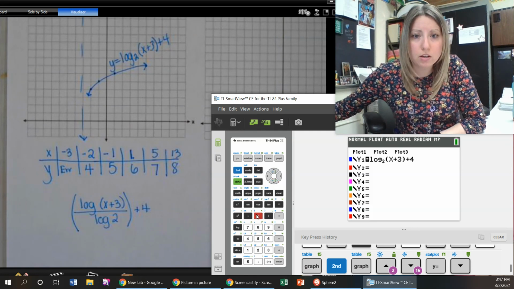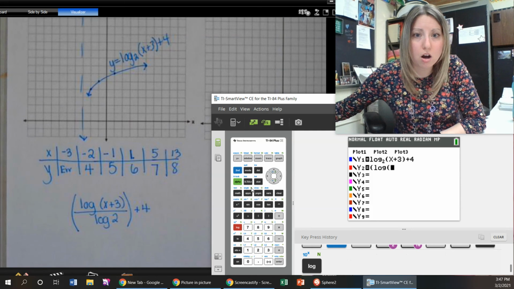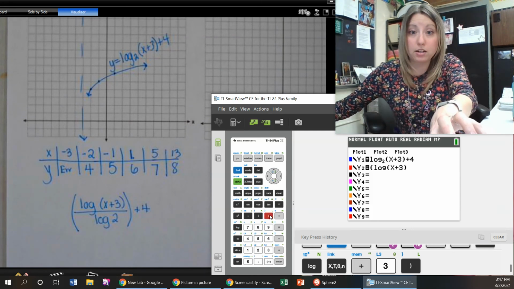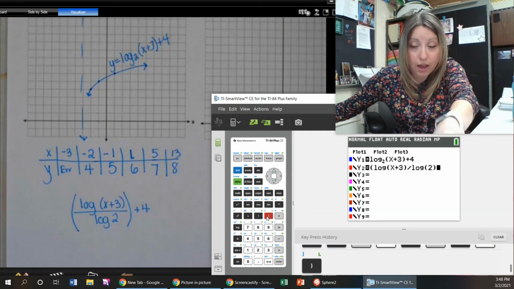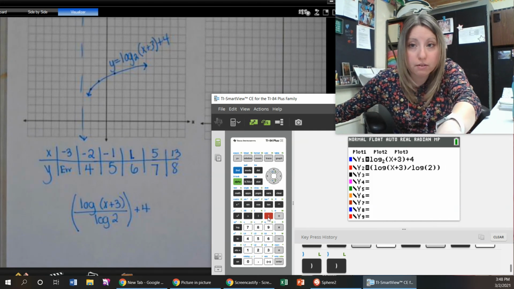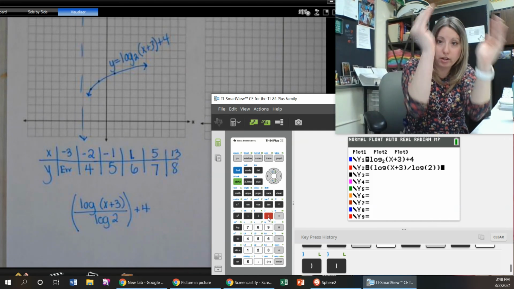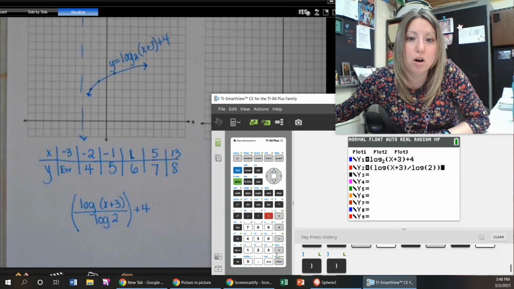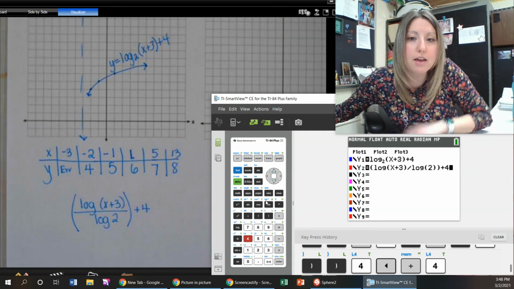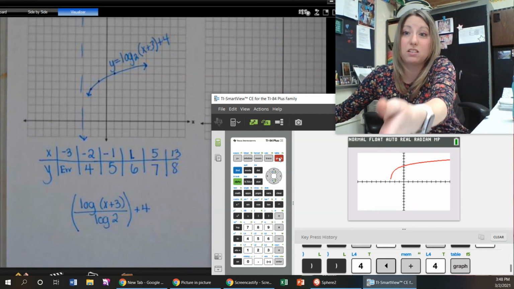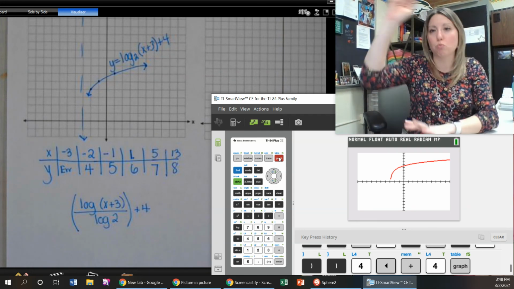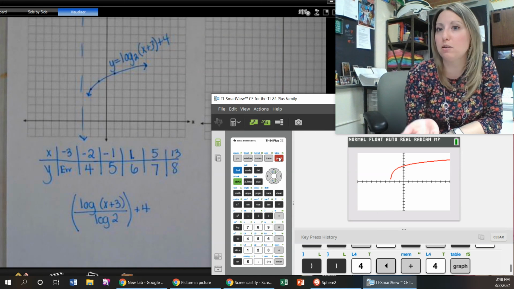So front parenthesis, log of x plus 3. Okay, so now that's just ending that. Now divide by the log of 2, and that ends that particular piece. Now, one more set of end parentheses encompasses that whole log. Now you can put +4 at the end. It's still the same thing that I have in Y1. And see, it's showing you that it's the same thing by graphing straight over it. All the points are exactly matched.